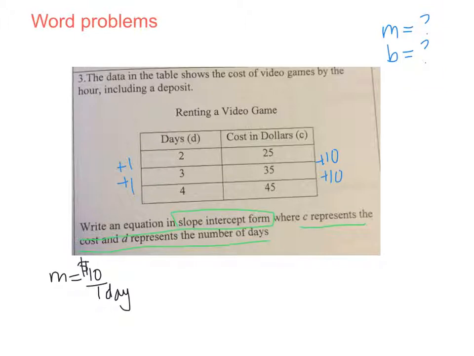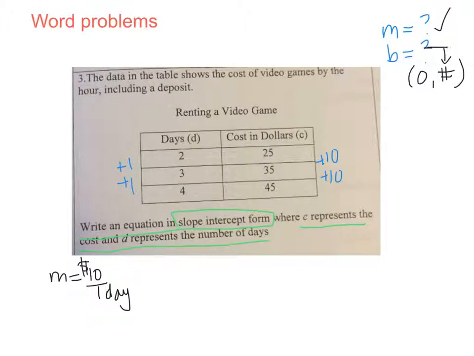Now the second thing I need to find is my y-intercept. Now when I look at this table, I don't see the y-intercept. Remember, the y-intercept is a point where the x value is 0, and then our b value goes there.